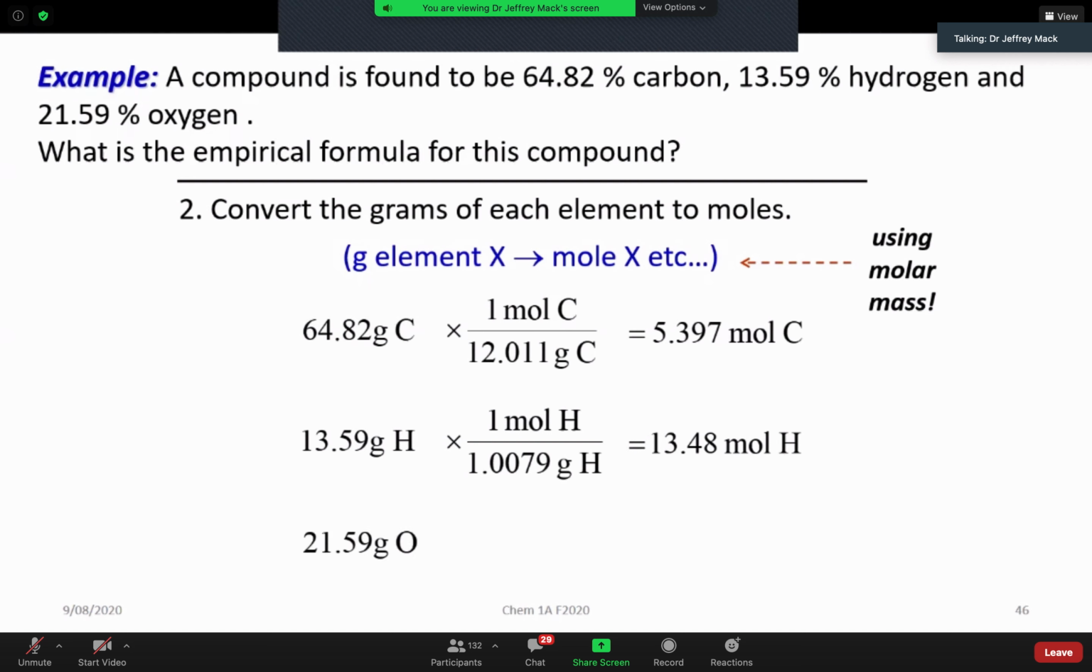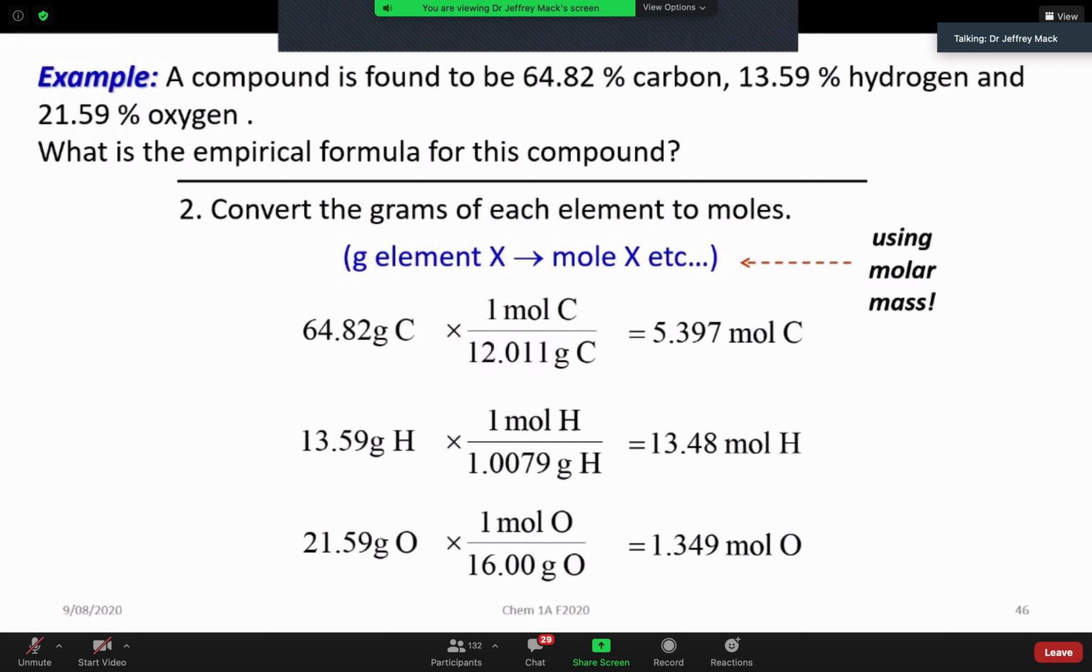Then I've got 21.59 grams of oxygen, and I'm going to use the molar mass again. Same applies to oxygen as did with hydrogen, all right? There's 15.994 or 16.00 grams of oxygen for every 1 mole of oxygen, which gives me 1.349 moles of oxygen in the 100 grams of sample. Now, I can't use these numbers as the subscripts because notice they are not whole numbers, right? If I were to write the compound as C 5.397, H 13.48, and then O 1.349, that's not correct because chemical compounds are made up of elements in whole number ratios, right?